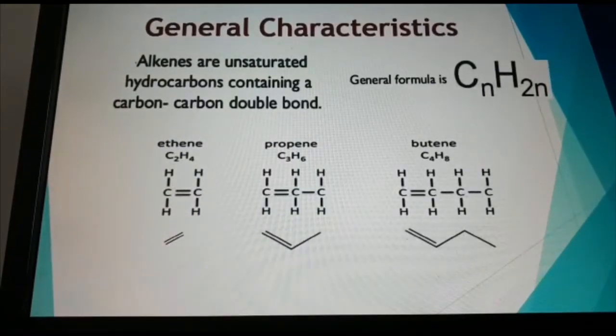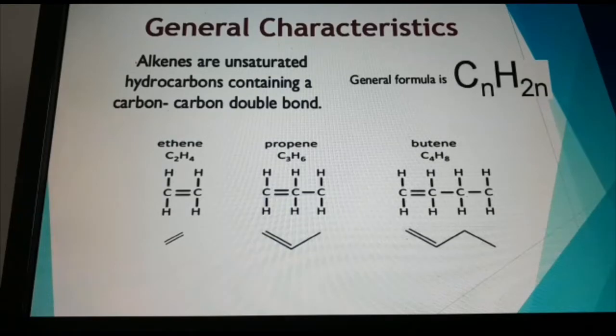Now the general characteristics of alkenes. Alkenes are a family of hydrocarbons containing at least one carbon-carbon double bond. They are unsaturated hydrocarbons with the presence of the double bond. We say this is unsaturated because they have the carbon-carbon double bond. The straight chain alkenes form a homologous series with the general formula CnH2n.